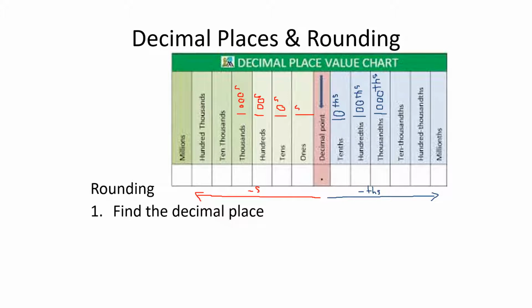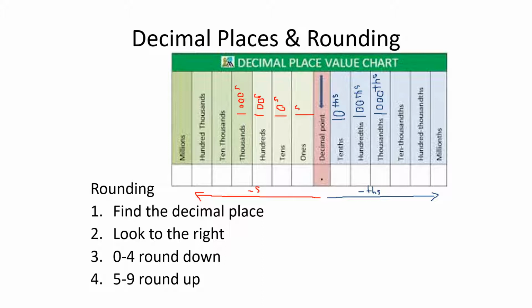All right, rounding. Find the decimal place in question. Look to the right. If the number to the right is 0 to 4, you round down. That means the number in question stays the same. Everything else becomes a 0 after it. If it is 5 through 9, you round up. That means the number in question increased by 1. Everything after that becomes a 0.